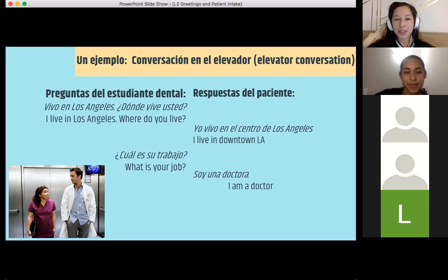Literally, it says which one is your job, but translates to what is your job. Last one. Soy una doctora. Great. Yep, you guys got it. Trick question. What would you say if you were a male doctor? Soy un doctor. Yep. Correct. It's important to note that not all professions change from male to female. Dentista is dentista. It will just stay that way. But doctora, doctor, change.